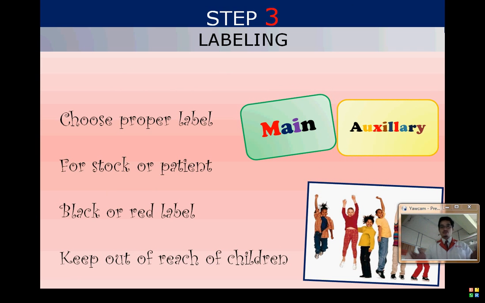There are two main types of labels, as you know: the main label and the auxiliary label. An auxiliary label is like an additional label. For instance, "do not drive when you are taking this medicine," because the medicine can cause drowsiness, etc.